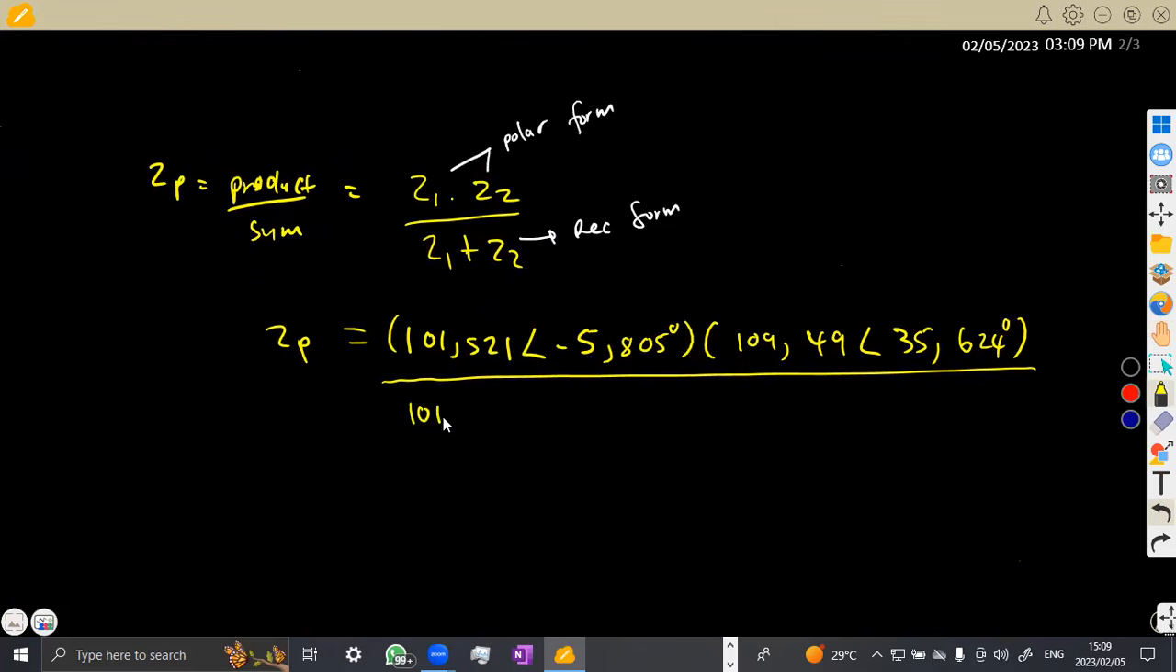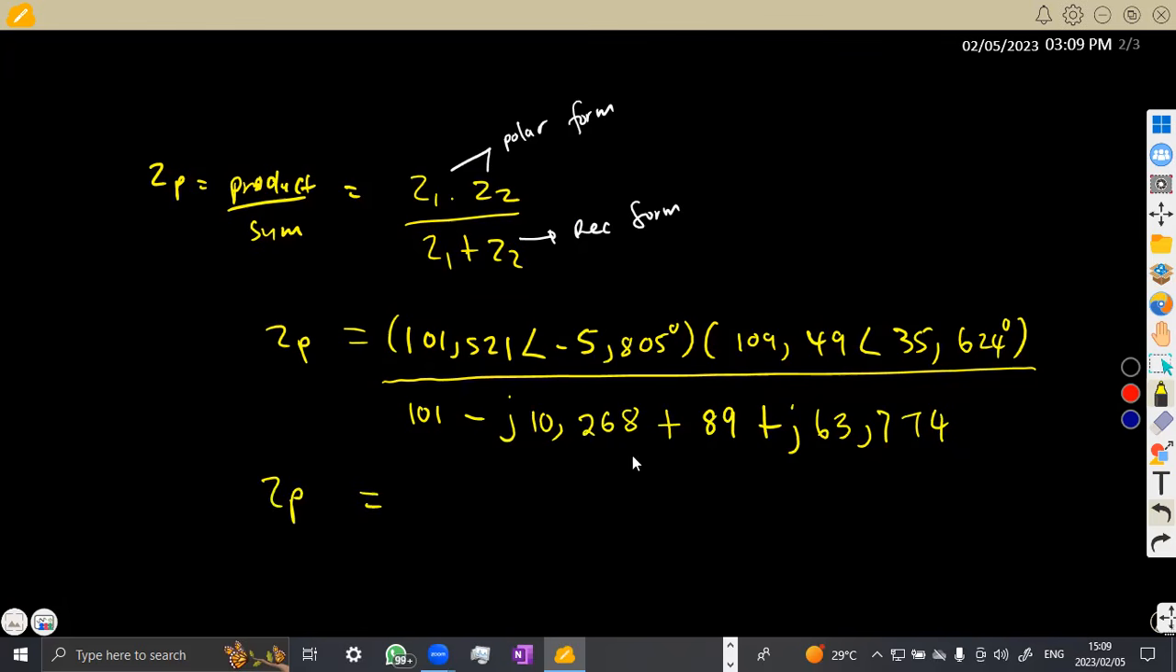So that's 101 minus J10, comma, 268. So that's 268 plus Z2. Our Z2 was 89 plus J63, comma, 774. All right, so this is what you're going to have.